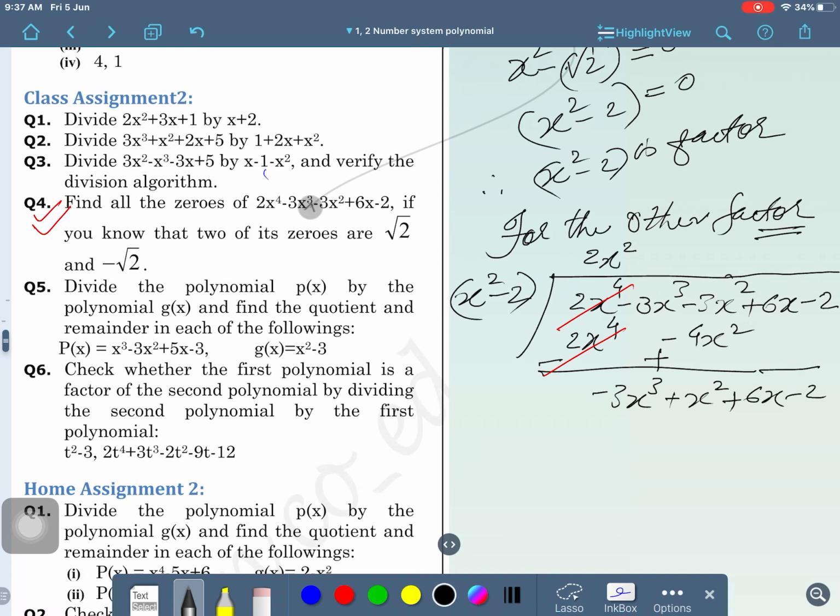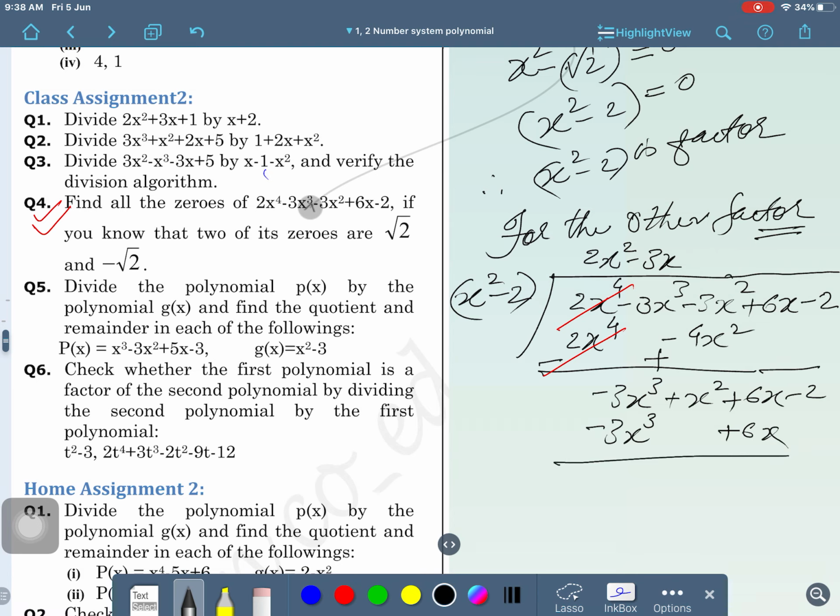Is that clear? What next again? Minus 3, and its coefficient is minus plus 1, minus 3. The degree difference is what? 1. So again multiply: 3x square, 3x cube, and 3 2s are 6x. Plus or minus? Plus 6x will come here.